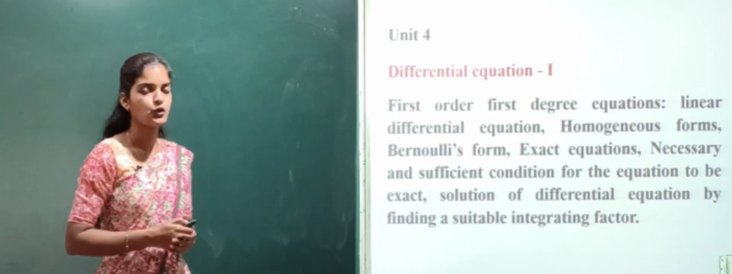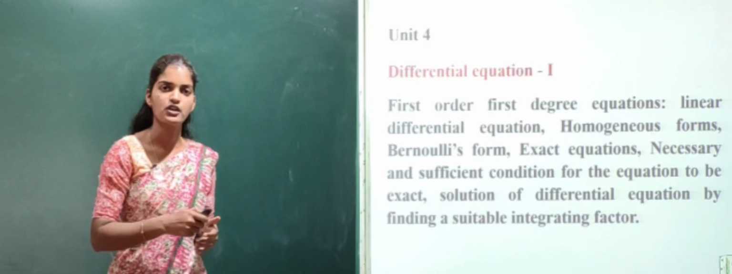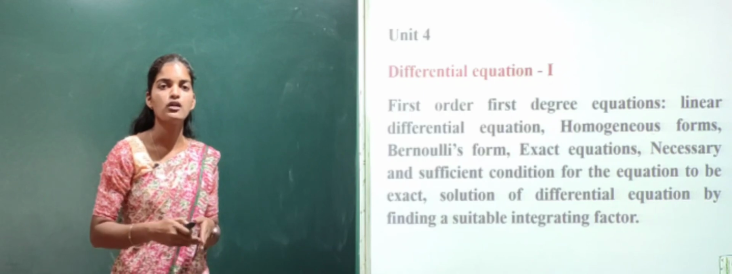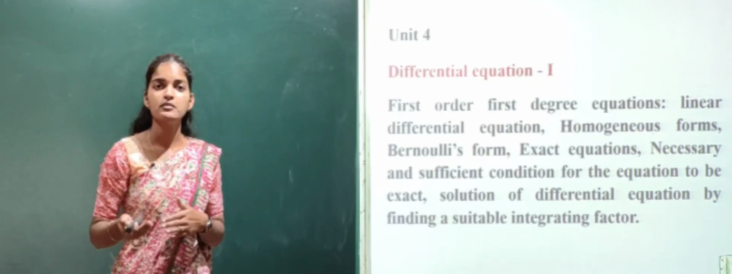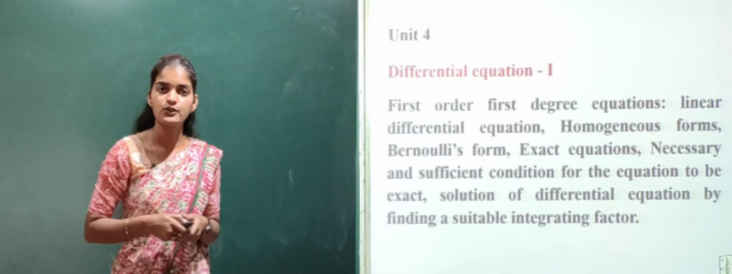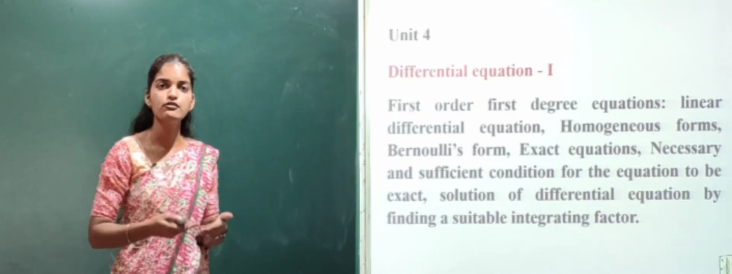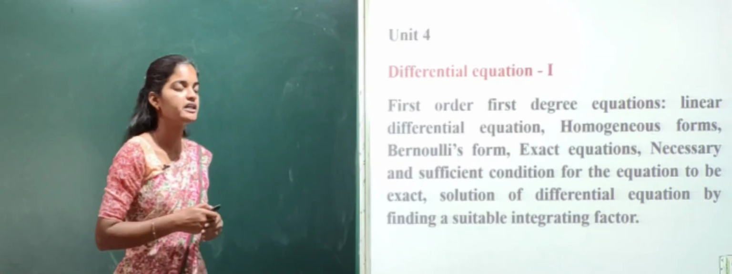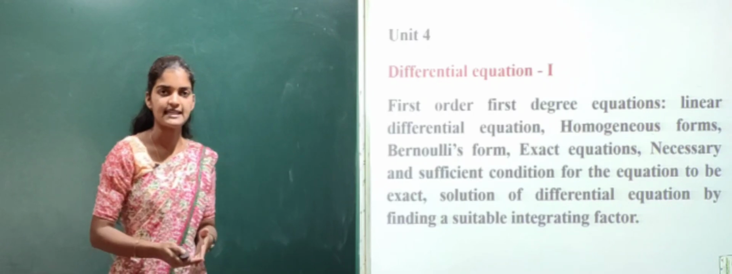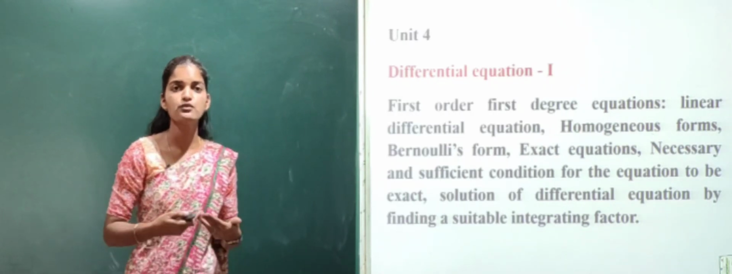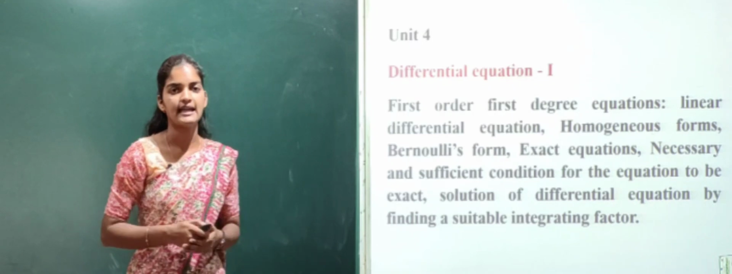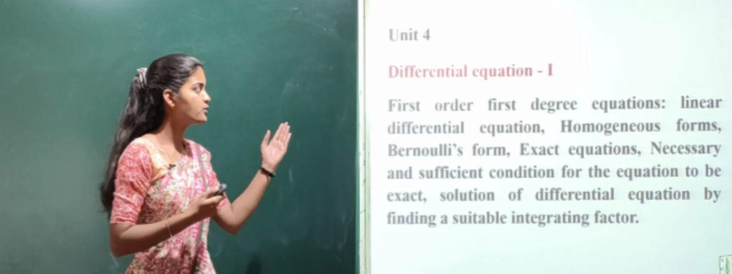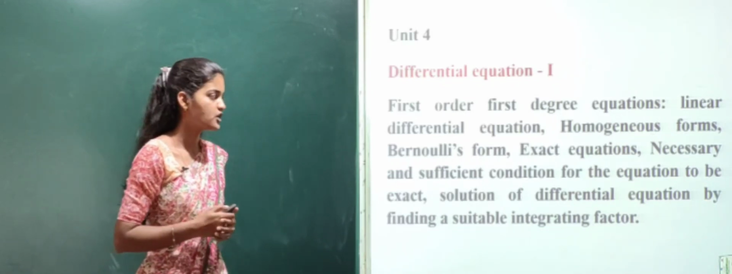Next come exact equations. These are important types of differential equations. After exact differential equations we will solve non-exact differential equations. That means we are going to reduce non-exact differential equations to the exact form and then continue to solve them. Next is the theorem on the necessary and sufficient condition for an equation to be exact, that is, what condition an equation must satisfy to be exact. This is a very important theorem that we will see when we discuss unit 4, differential equations 1.